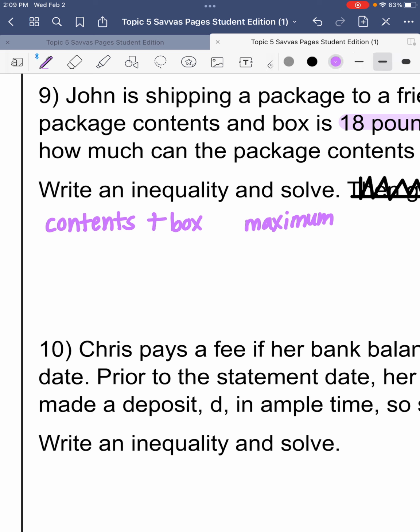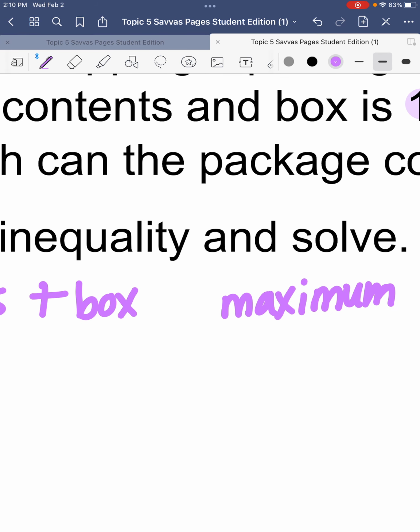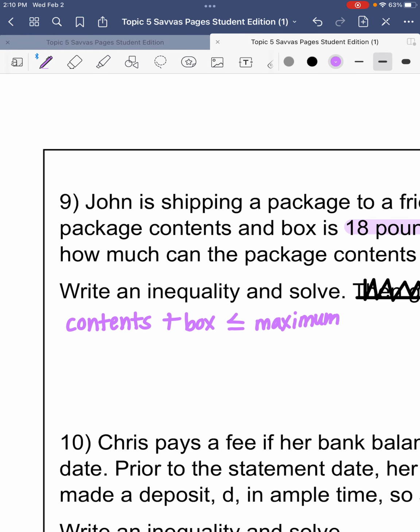Now, maximum is one of our key words. If you go back here, look for maximum. Do you see maximum right here? So it's less than or equal to. That's the symbol I want to use. So anytime you see this word maximum, you need to be thinking less than or equal to. Okay? So now that we've kind of got this guide of how to write our inequality, let's write it.